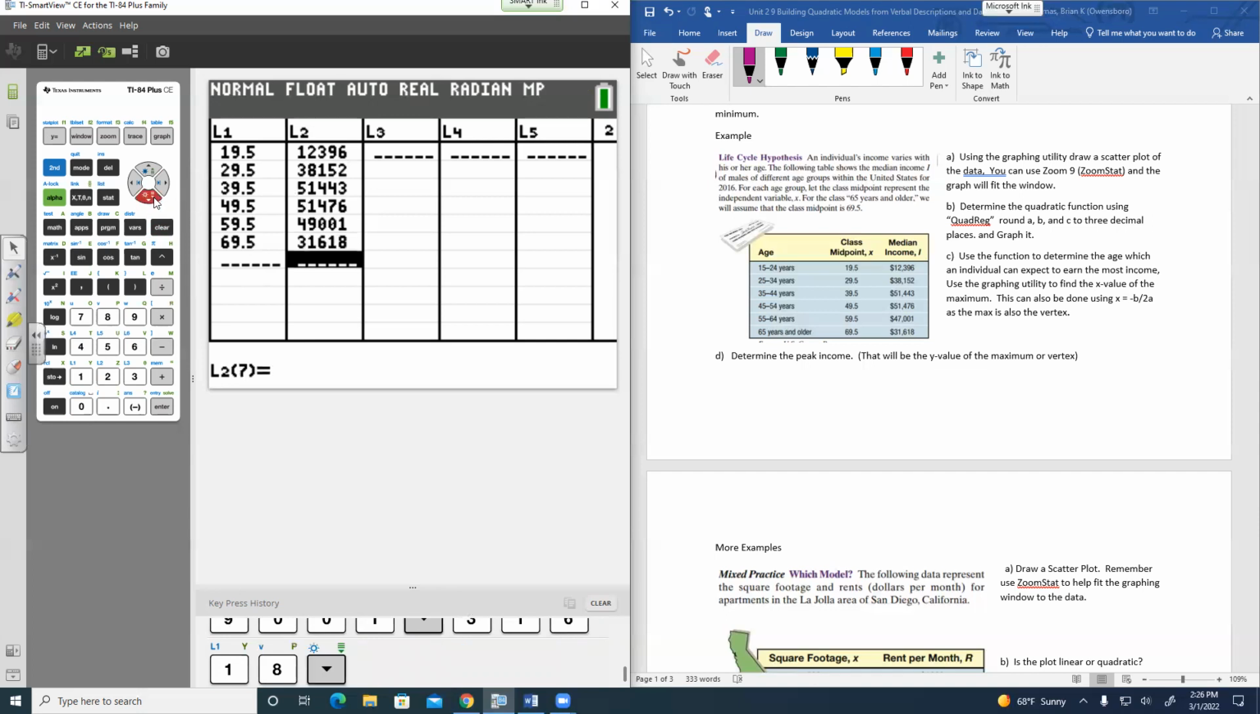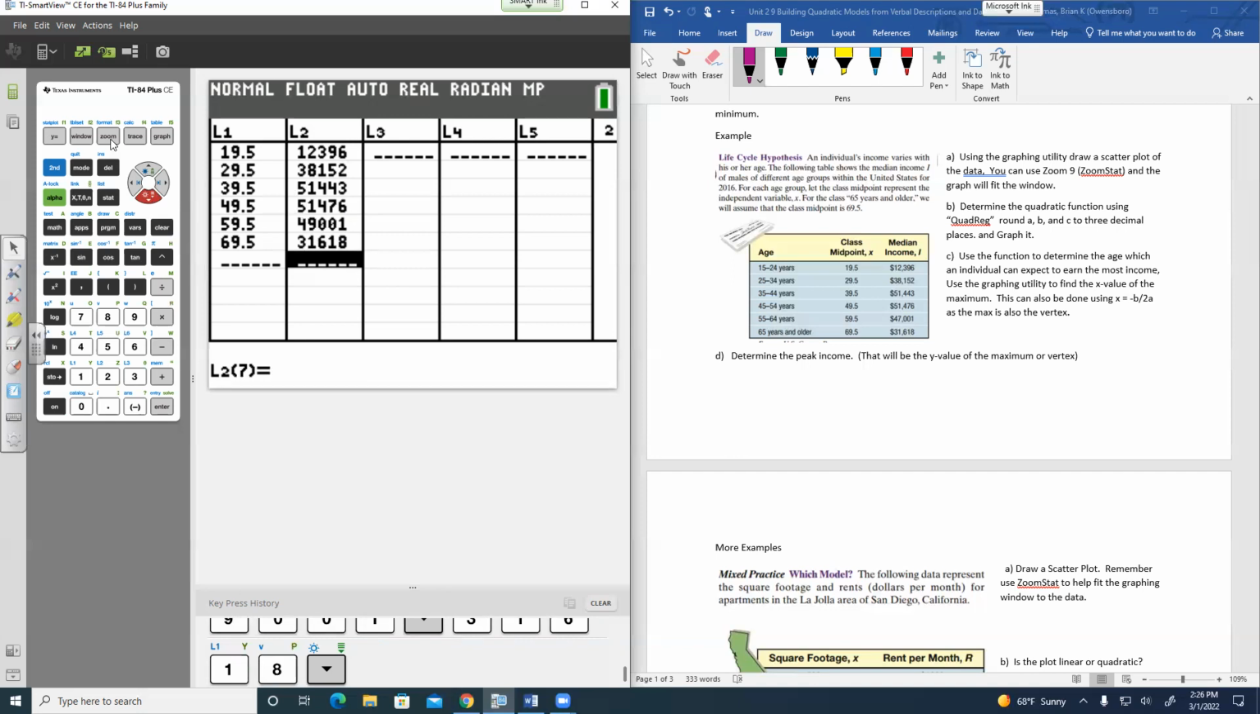31,618. All right. So it looks like your salary kind of starts out slow, your income does, and then it kind of peaks out and then it goes back down. So it sounds like it has a maximum value. And when you talk about maximums, there's a darn good chance this is going to be quadratic, and the parabola should probably open down if we look at the data. Let's see what happens here when we graph this.